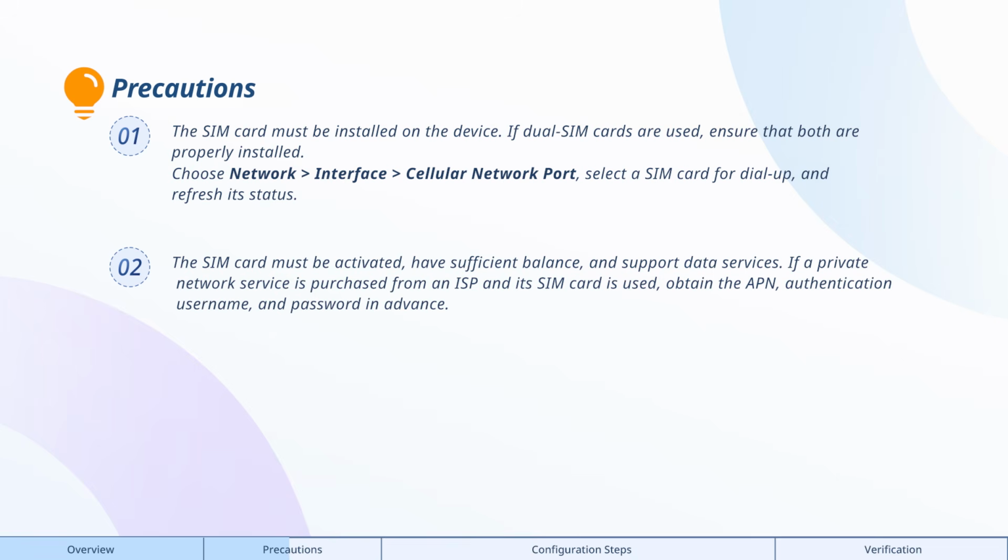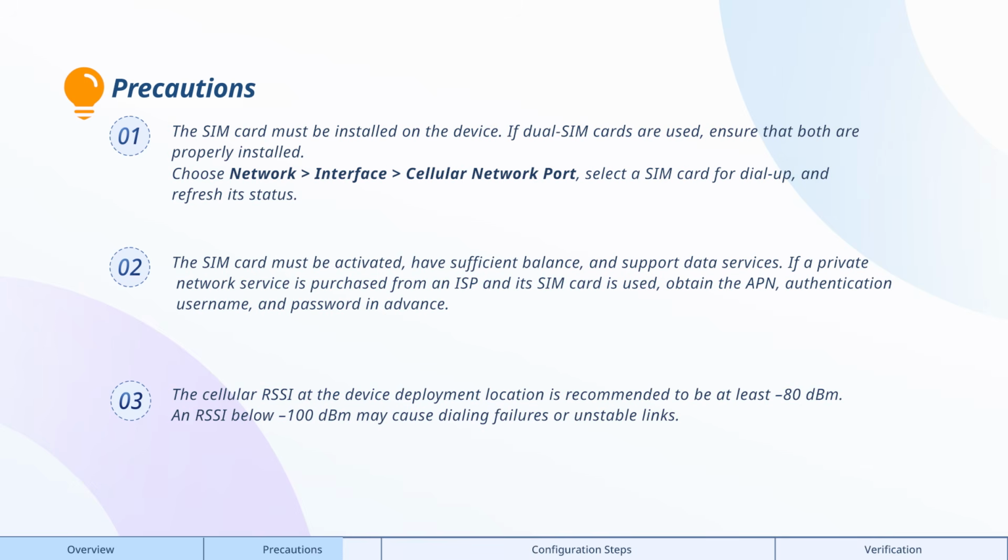The SIM card must be activated, have sufficient balance, and support data services. If a private network service is purchased from an ISP and its SIM card is used, obtain the APN authentication username and password in advance. The cellular RSSI at the device deployment location is recommended to be at least -80 dBm. An RSSI below -100 dBm may cause dialing failures or unstable links.